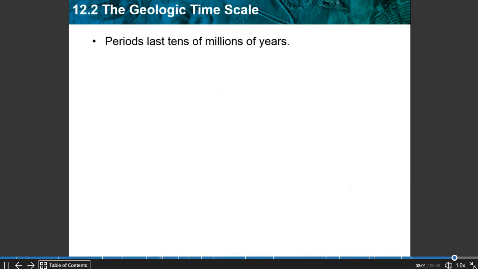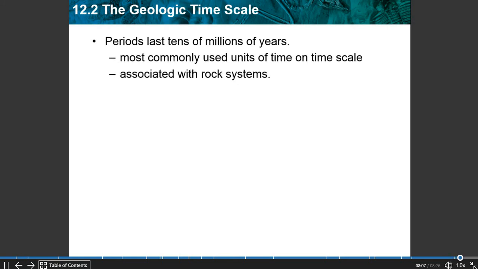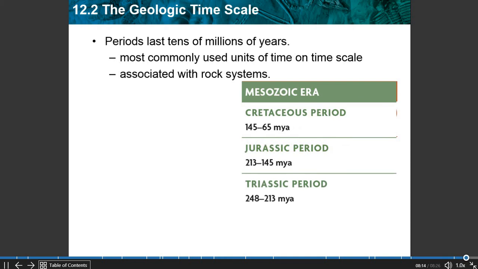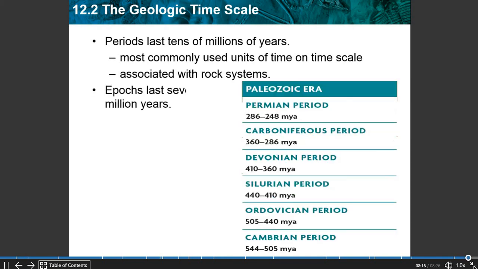Periods last tens of millions of years. They're the most commonly used units of time on the time scale, and they are associated with the rock systems. Epochs last millions of years, and that is the end of the notes for this chapter and this section.